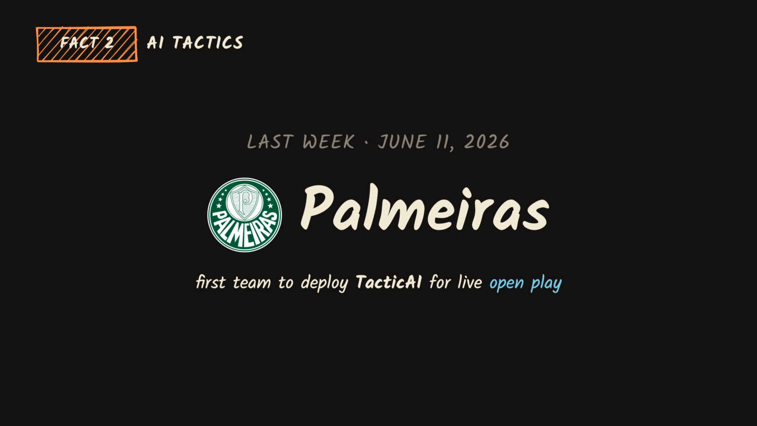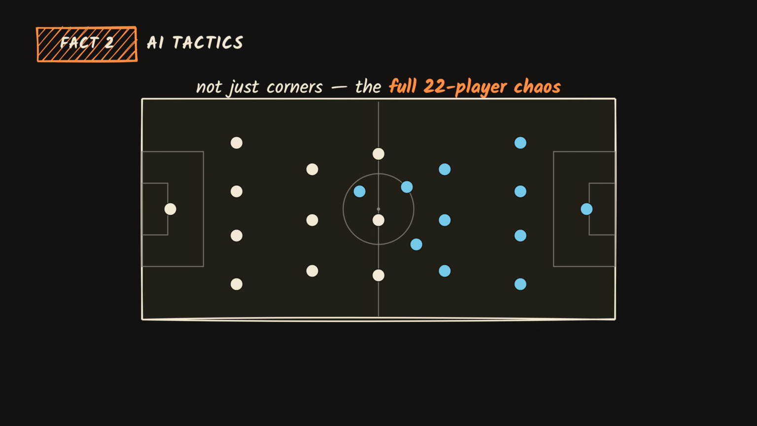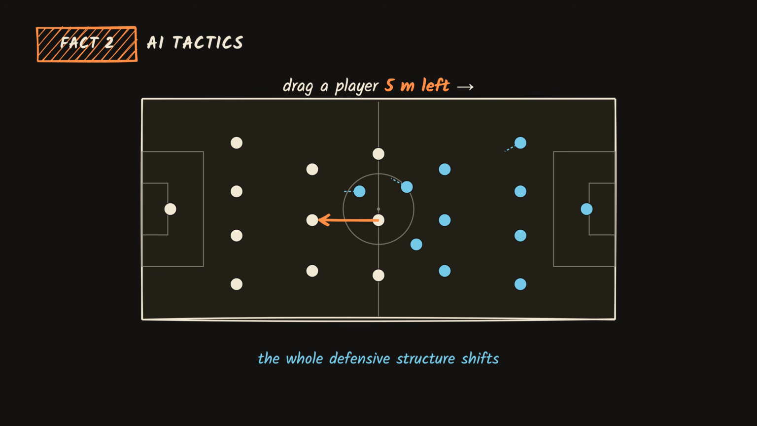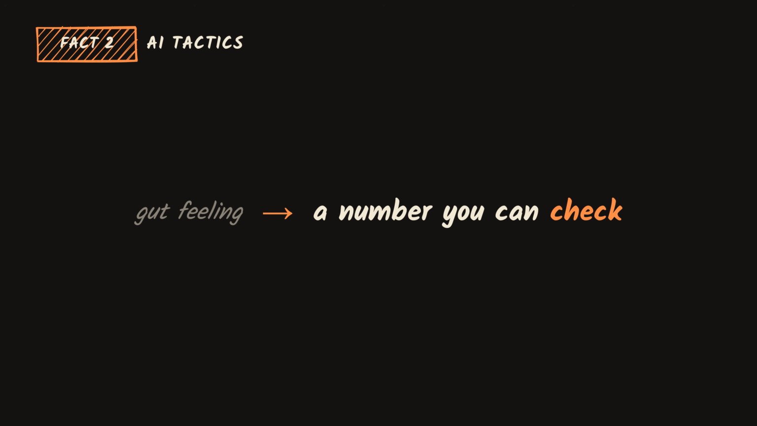live open play. Not just corners anymore, the full 22-player chaos. The system can predict player movement up to 8 seconds ahead, using nothing but broadcast footage. A coach drags a player on screen, asks what happens if they move 5 meters left, and the AI simulates how the entire defensive structure shifts. Gut feeling becomes a number you can check.